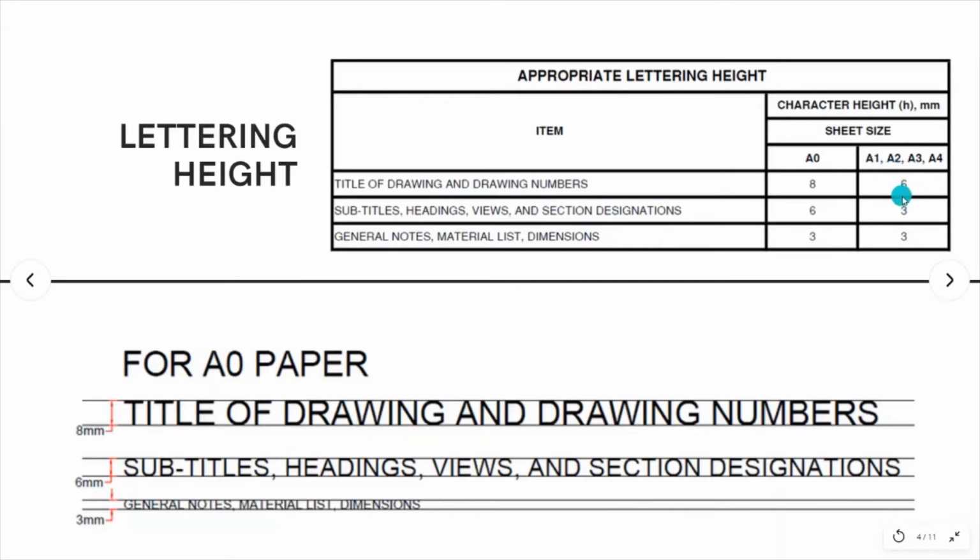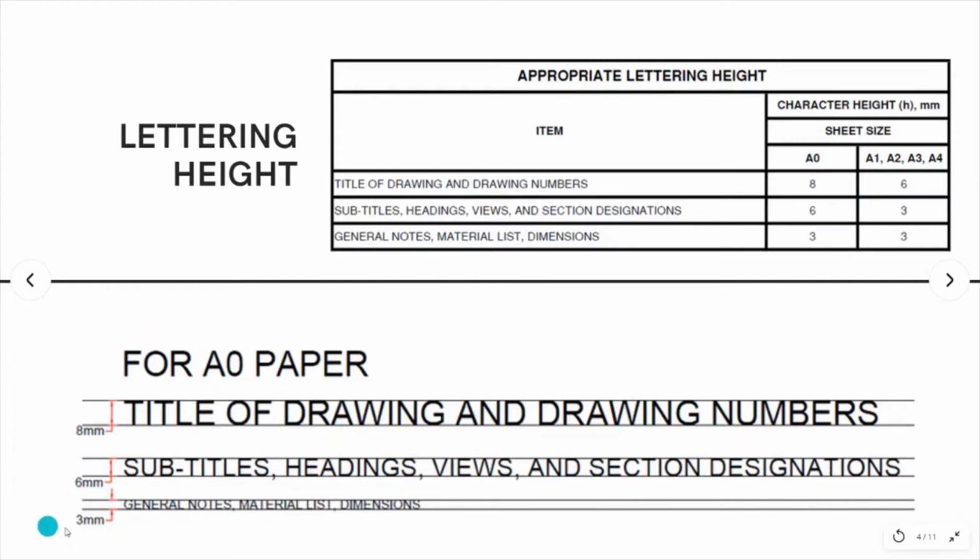So kung ganahan ta mogamit sa mga subtitles, headings, views and section designation nga mga letters or text, ang atong height sa A0 kay 6, so mas gamay-gamay na pud ni sa A1 to A4 kay 3 mm na atong gamiton. And also with the general notes, material list, dimensions, pareha na og size ang A0 to A4 nga sizes. So 3 mm na ang height.